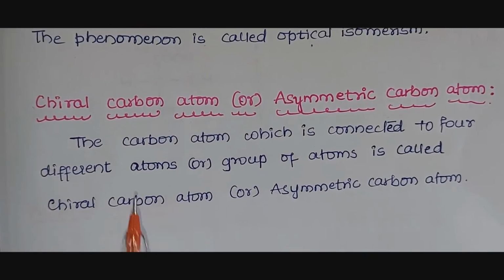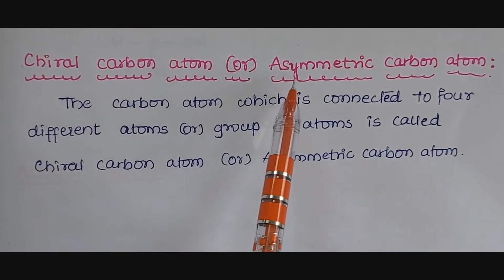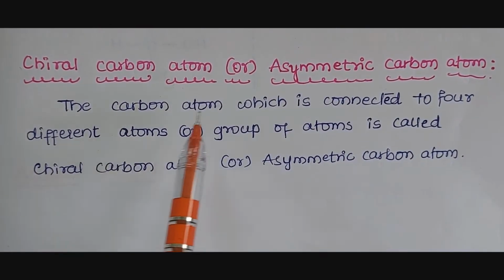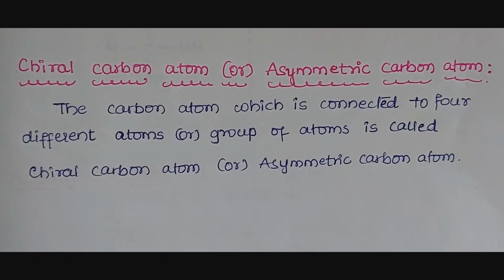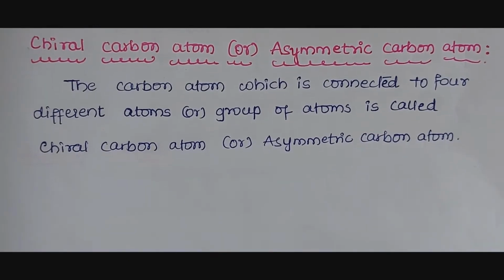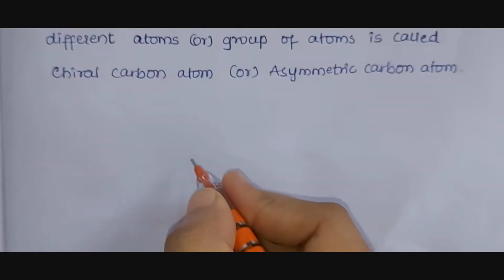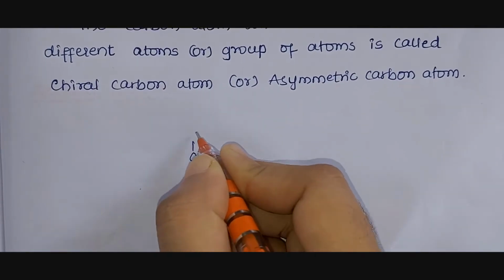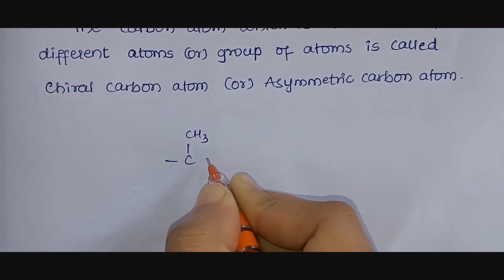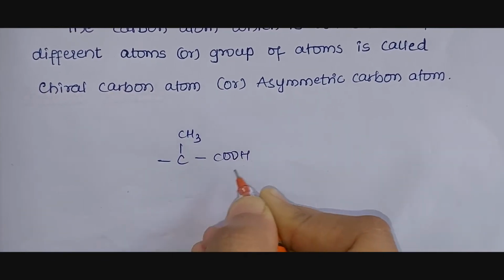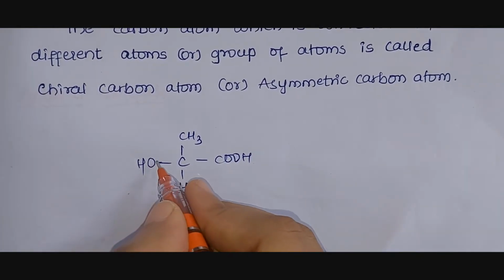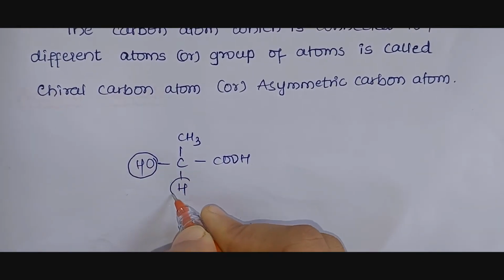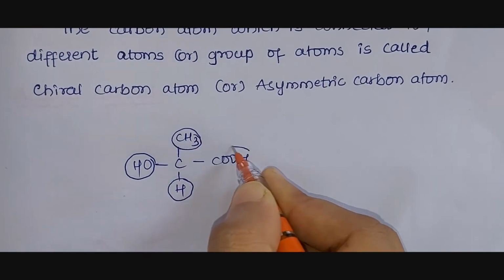What is a chiral carbon atom or asymmetric carbon atom? The carbon atom which is connected to four different groups or groups of atoms is called a chiral carbon or asymmetric carbon atom. So let us consider an example. One carbon is surrounded by CH3 on one side, COOH on another side, H on another side, and OH on the other side. So here we observe OH, H, CH3, COOH are completely four different groups.